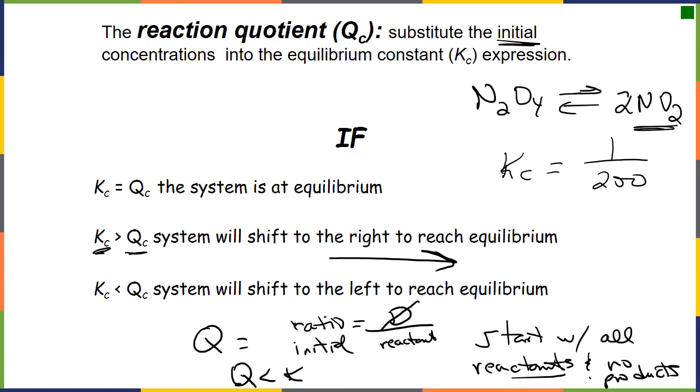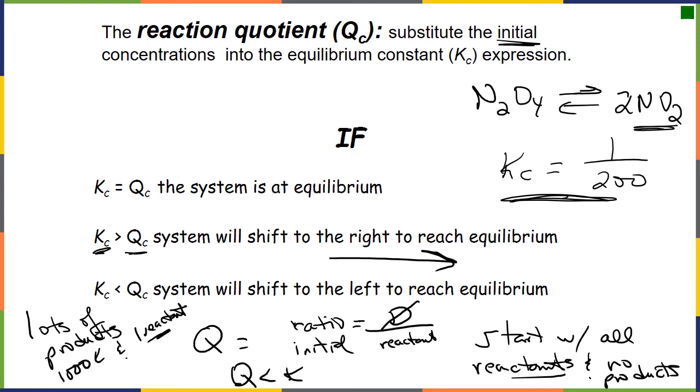But let's say instead I have lots of products, and I take a look at this reaction, and I have, for example, 1,000 products and 1 reactant. Well, if I have 1,000 products and 1 reactant, this reaction is not at equilibrium. Equilibrium exists in this reaction when we have 1 product for every 200 reactants. So in this case, my Q is going to be bigger than my K. My ratio of products to reactants is going to be too big, and the reaction will shift to the left.